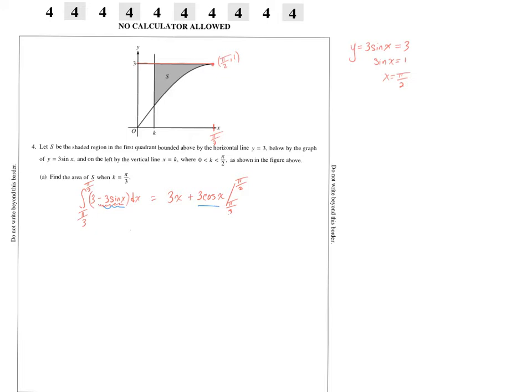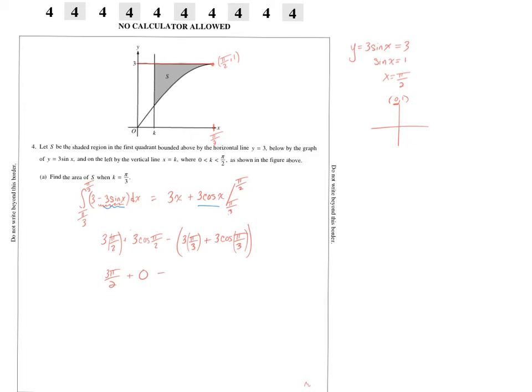So now we just put in the upper limit, 3 times pi over 2 plus 3 times the cosine of pi over 2, minus what we get when we put in the lower limit, 3 times pi over 3 plus 3 times the cosine of pi over 3. So 3 pi over 2 here, straightforward enough. The cosine of pi over 2, again, remembering that at the top of the circle your coordinates are 0, 1. So the cosine of pi over 2 is 0, so that's going to go to 0.